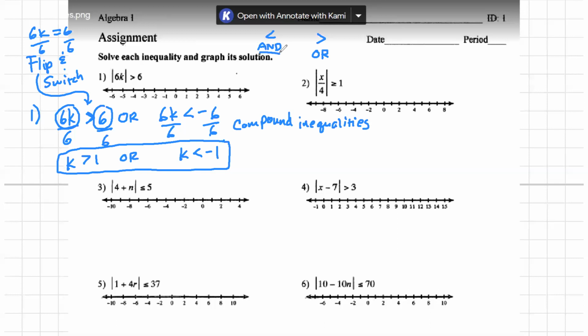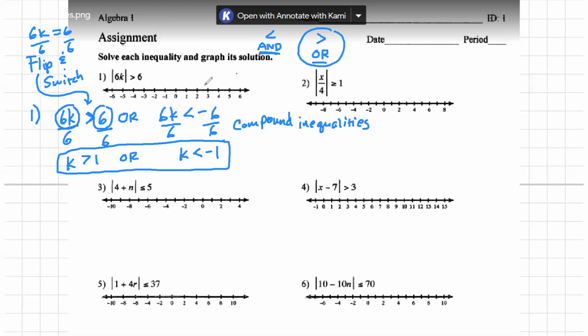A compound sentence has "and" or "but" in it, but we don't have any buts in math. It's "and" or "or." This one has an "or" because it's greater than. So this is a compound inequality because really there's two inequalities. So we're going to graph the two inequalities on here.